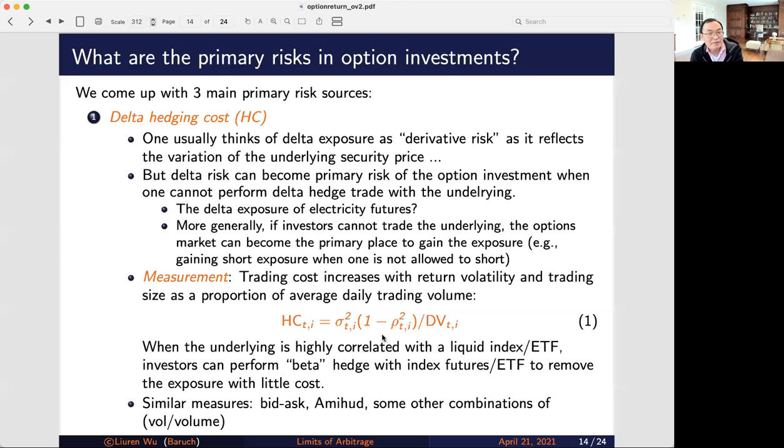Suppose you have a stock with a 90% correlation with some liquid ETF, then I guess using the ETF hedge would be perfectly fine because it's super liquid and the trading cost is low, even if the cost for the stock is high. Right? So that's trying to adjust for that.